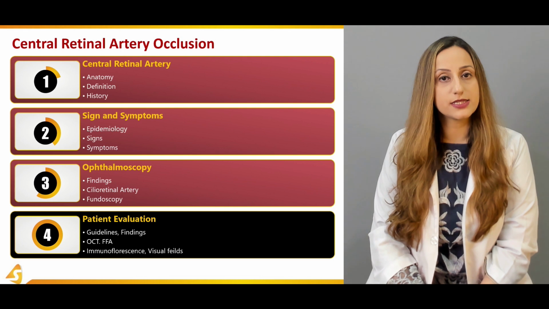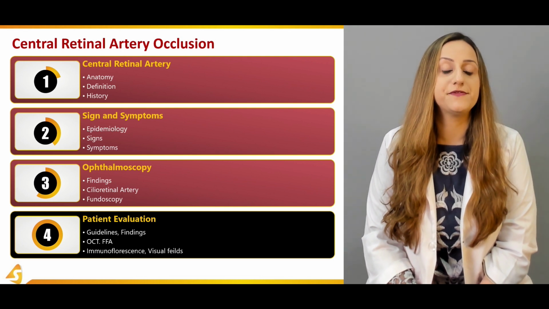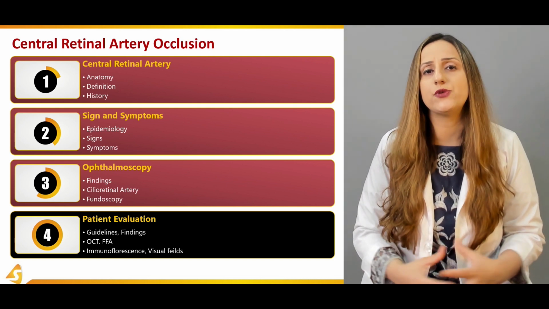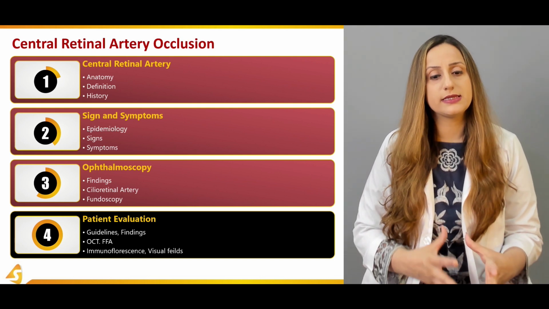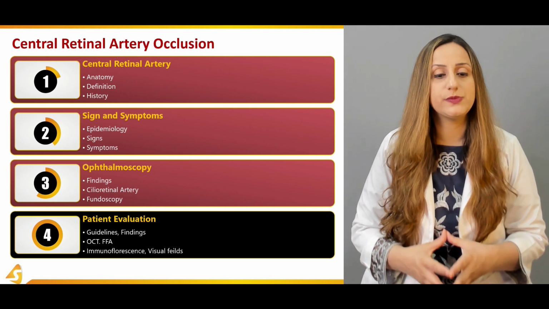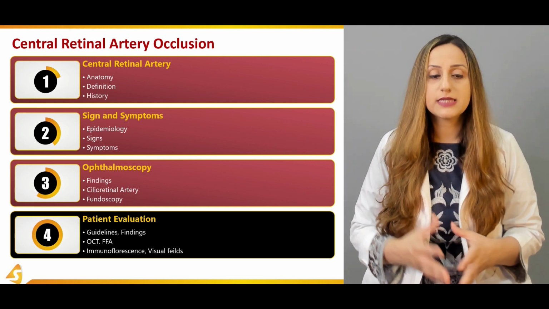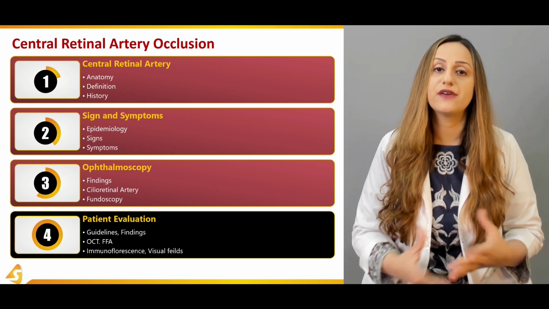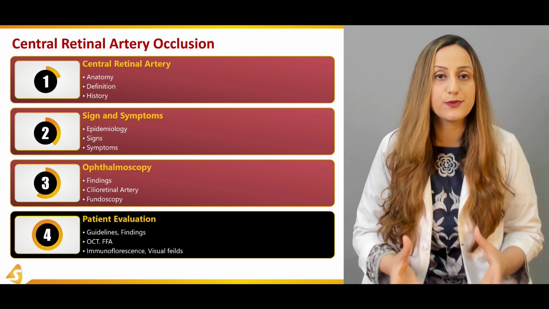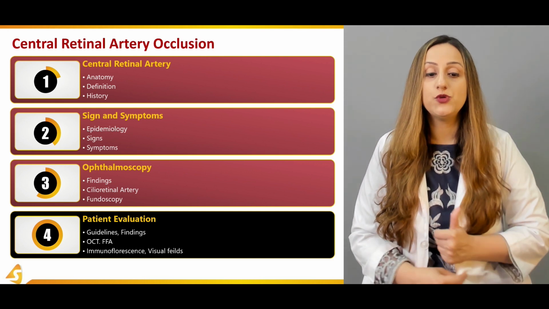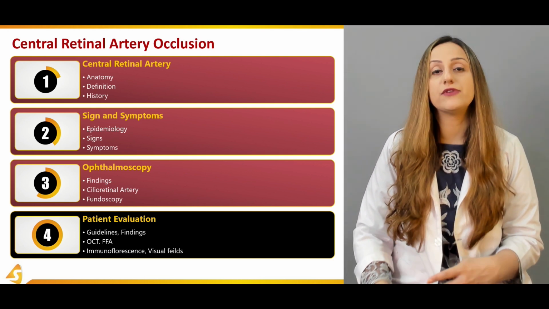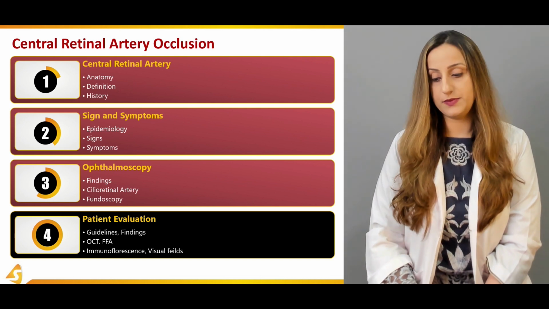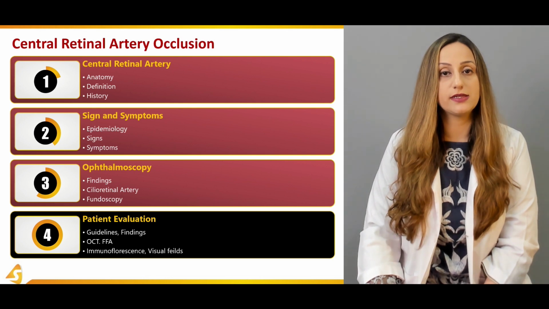The guidelines are discussed over here, and then we're going to discuss the findings in that patient. And then finally, some of the tests that can be run along with this patient evaluation will be discussed. Some of the notable tests are the OCTs, and then we have the FFAs, that is, the fluorescein angiography techniques. We have the immunofluorescence techniques, and then we have the visual fields that can be evaluated in this case of central retinal artery occlusion.